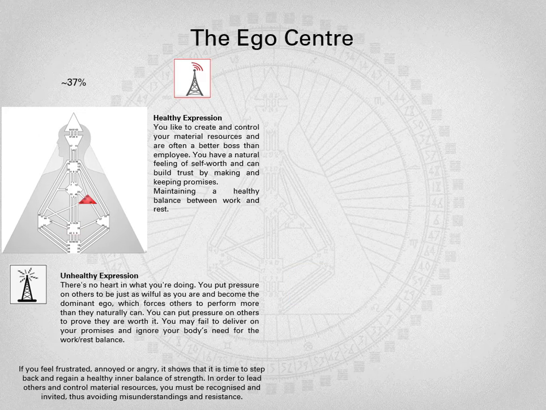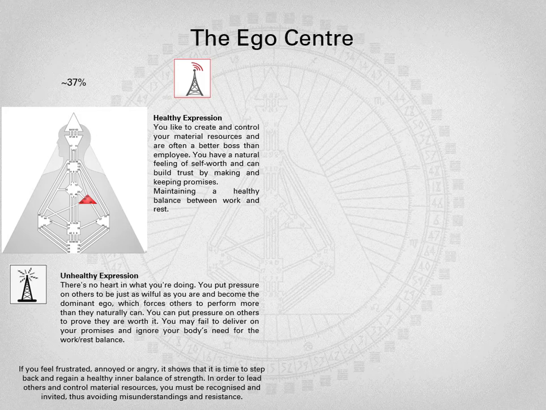The heart, or ego center, is about willpower, material values, and managing physical resources for its tribe or community. Expressing this center in a healthy way will mean you like to create and control your material resources, and you are often a better boss than employee. You have a natural feeling of self-worth and can build trust by making and keeping promises. Maintaining a healthy balance between work and rest is crucial.